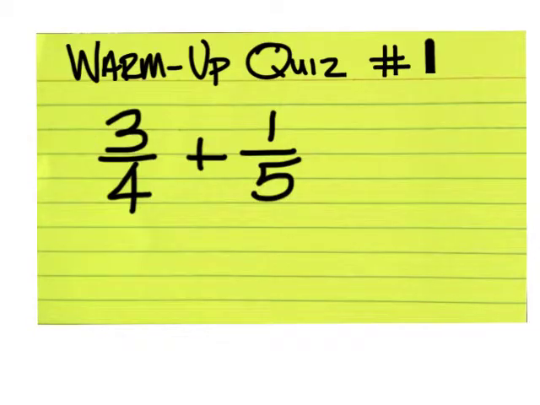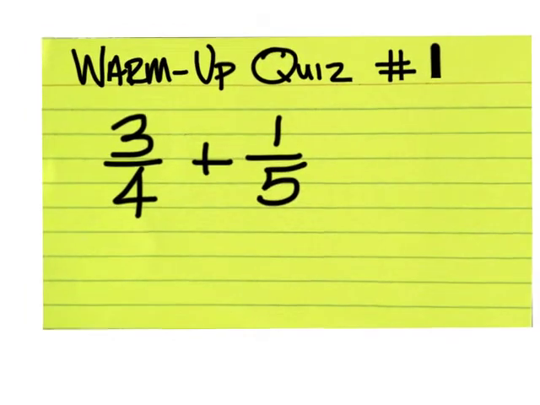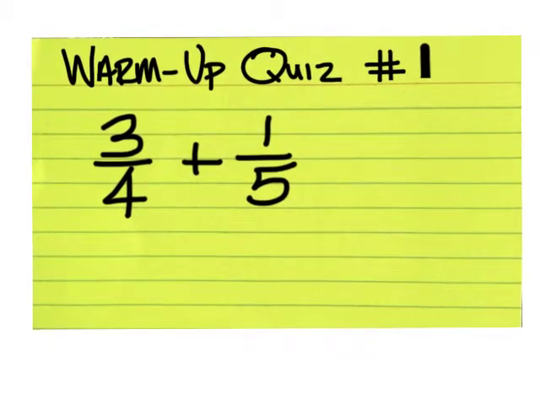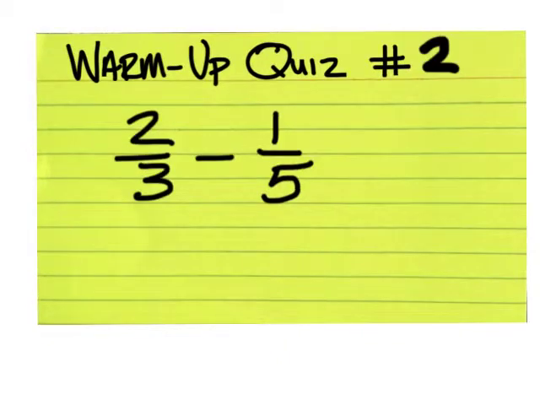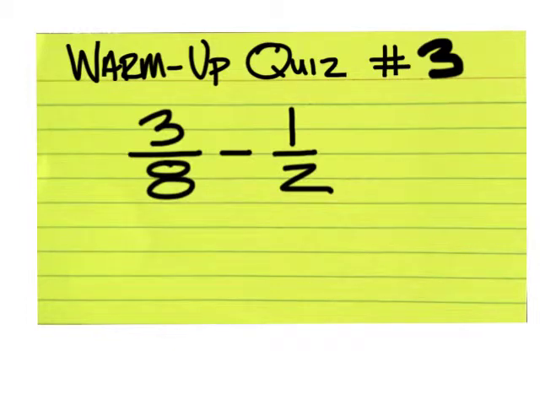Number 1, 3/4 plus 1/5. Answer is 19/20 for number 1. Number 2, 2/3 minus 1/5. Answer should be 7/15. Last one, 3/8 minus 1/2. Answer on this one should be a negative 1/8.